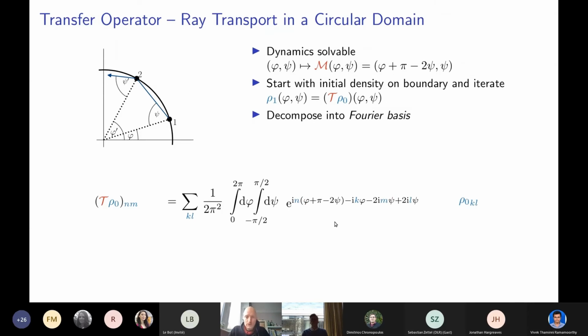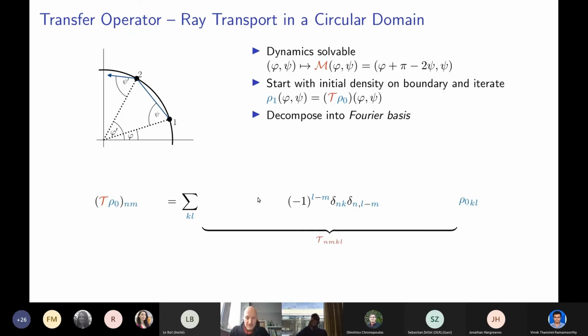We can reorder the terms a bit. So there's a phi dependency here and a psi dependency here. And you clearly see these just collapse to Kronecker delta functions. And this would collapse to a (-1) to the power of n. Very good. So this is our final expression for the transfer operator for this very simple circular case.